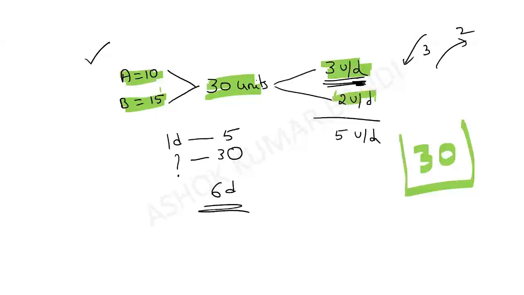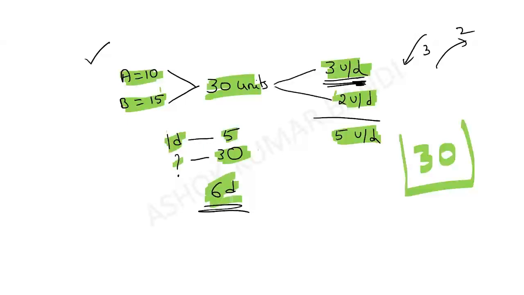That means 2 chocolates per day. If they are eating together, they can obviously complete 5 chocolates in one day. Now, if they're eating together in one day, they can eat 5 chocolates. But if they want to complete the entire work, they need to empty the entire packet, which is 30 chocolates. How long will they take? Simply cross multiply. You will get your answer.